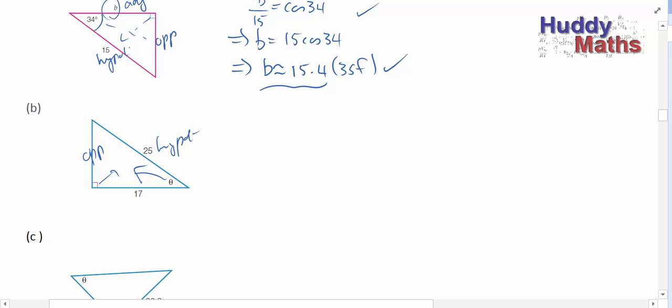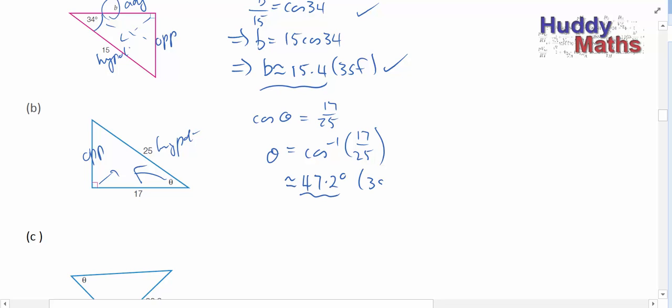So what have we got? We've got the cosine of theta is 17 over 25. Or theta is inverse cosine, use a bracket on the calculator to be sure. And then if you do that, make sure the calculator is set up in degrees. It's approximately 47.2 degrees, and that's 3 significant figures. We go to 3 significant figures, remember, by default. If they don't say, then we go there.